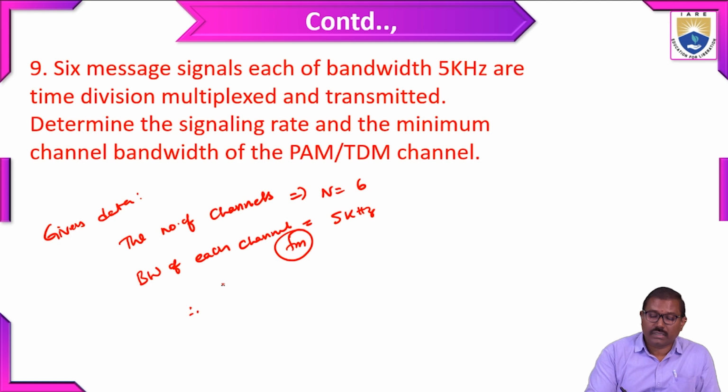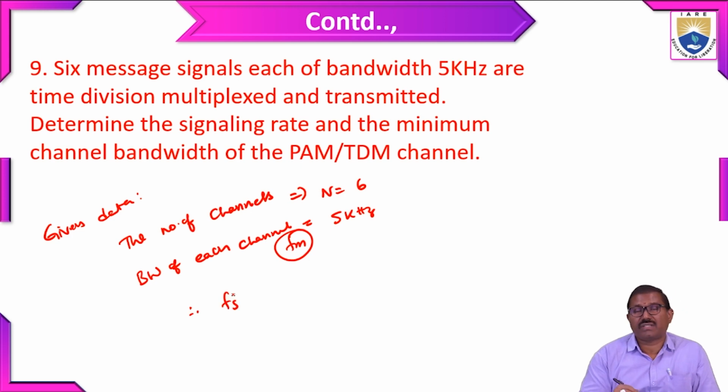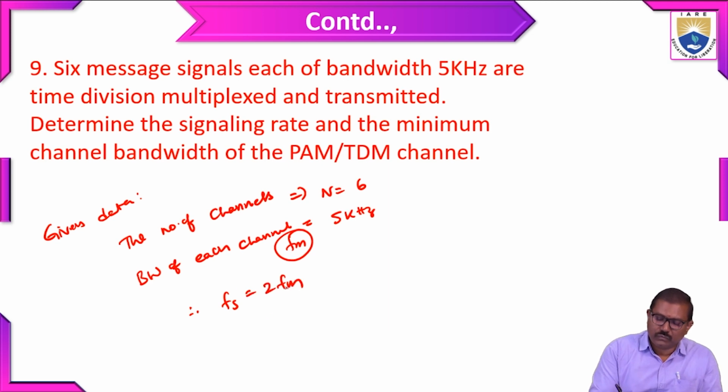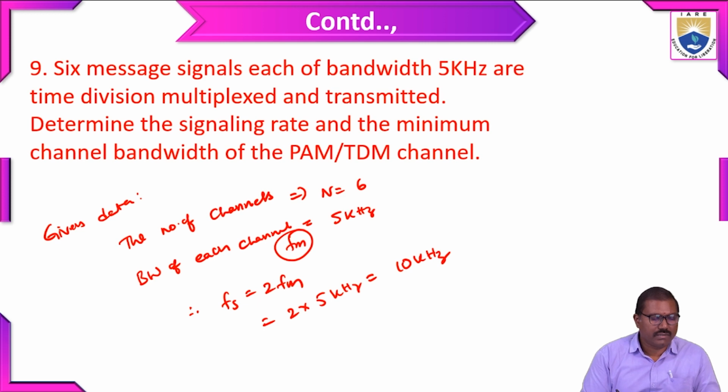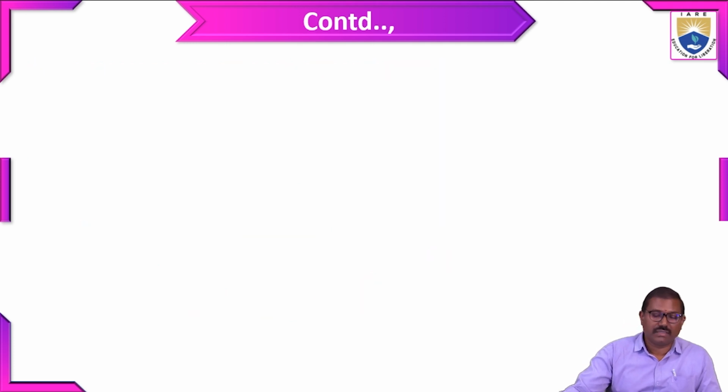Here you are going to calculate the sampling frequency or minimum sampling rate. Why? Because they ask to determine the sampling rate. So the sampling rate is fs equal to 2 fm, so 2 into 5 kilo gives 10 kilohertz. Okay. So this is the sampling. But they ask for the signaling rate. Coming to the signaling rate.